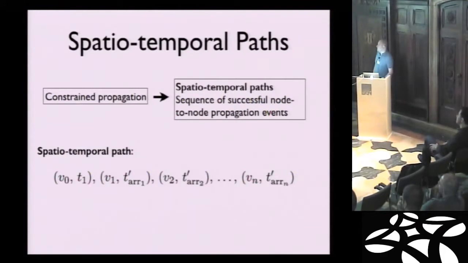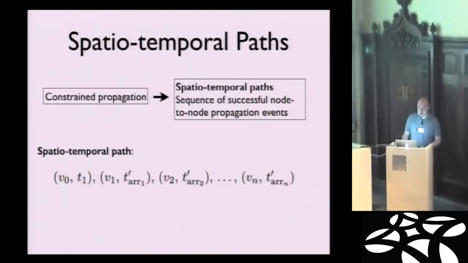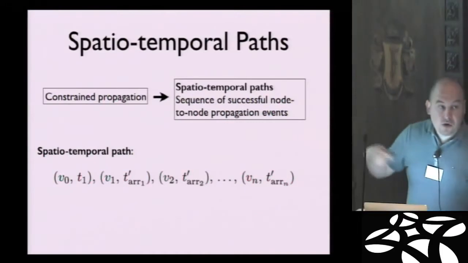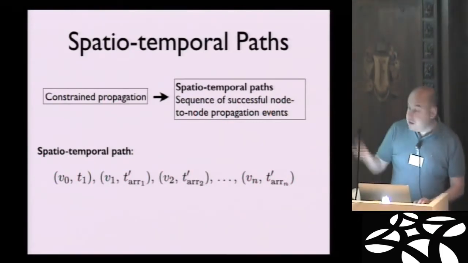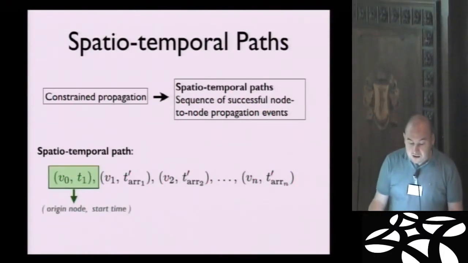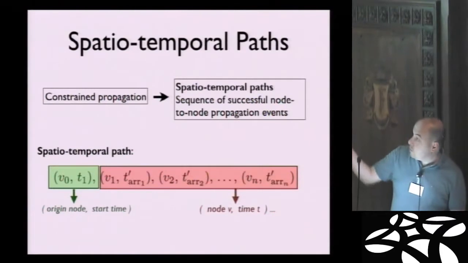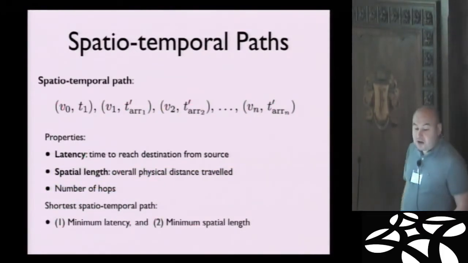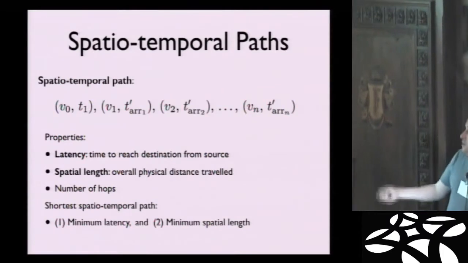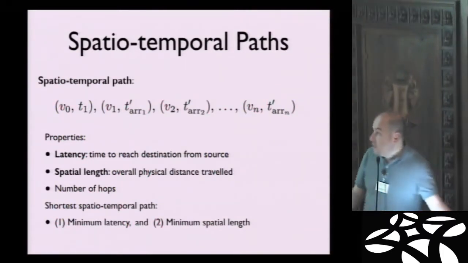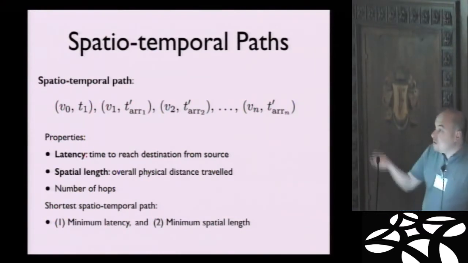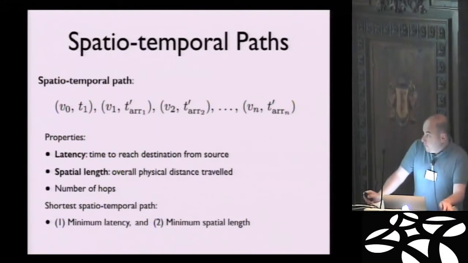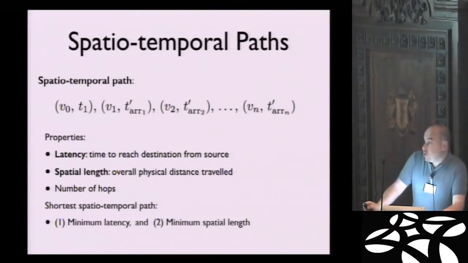Then you can define a spatio-temporal path, where it is the usual definition of path, but you consider also the time of arrival at a certain node. So it's a sequence of nodes of successful node-to-node propagation. And this is the time of arrival at a certain vertex. The origin node, and then essentially you have all the nodes that you reach in your path. And essentially it is the same as a temporal path, but you can capture the delay. So you can capture the latency, you can capture the fact that there is a spatial length involved, and you capture also the number of hops, because you can also see the number of hops here. And if you want to define a shortest spatio-temporal path, you consider both minimum latency and minimum spatial length.